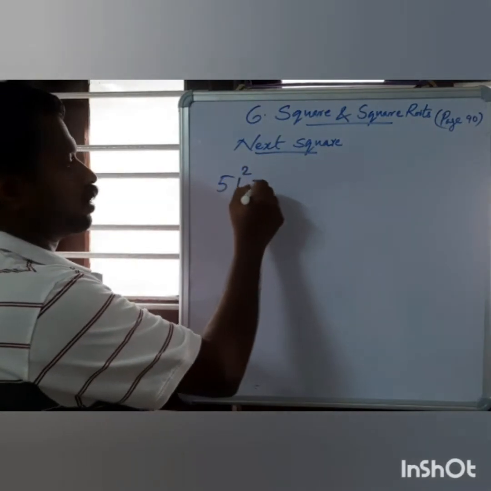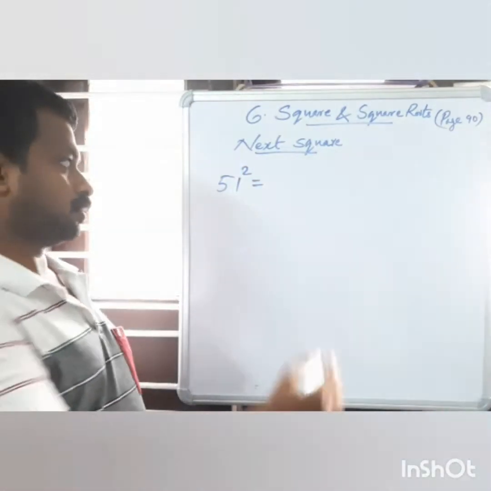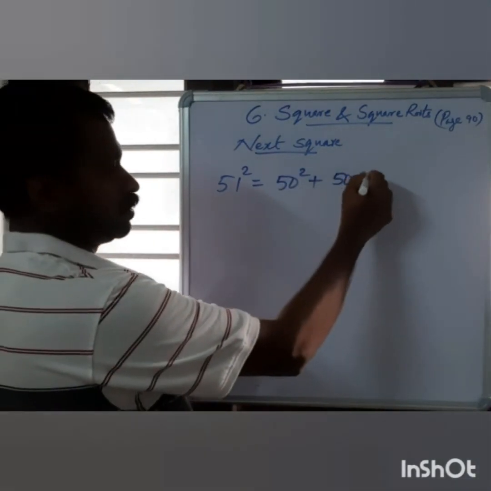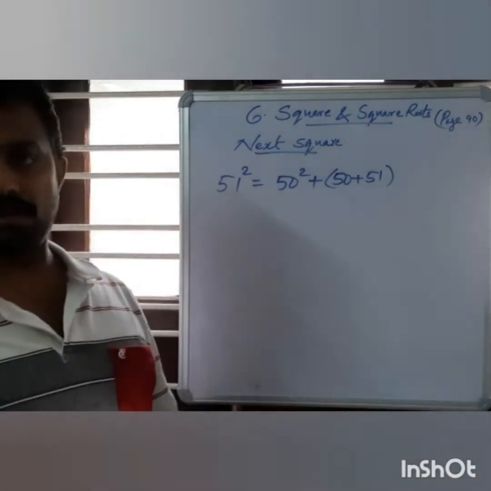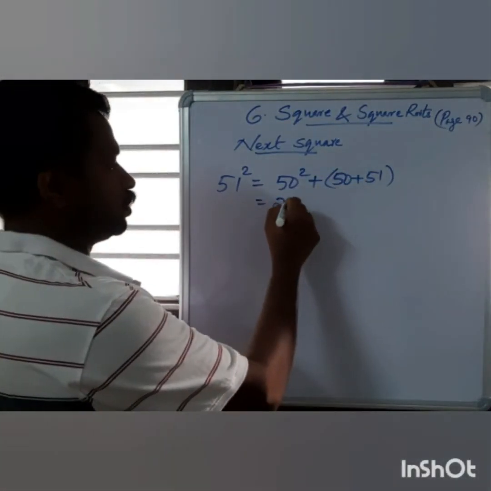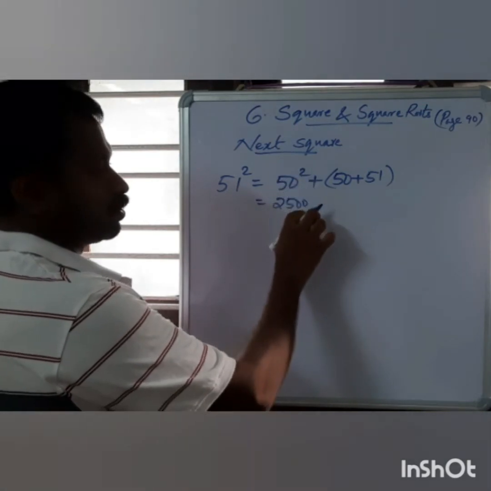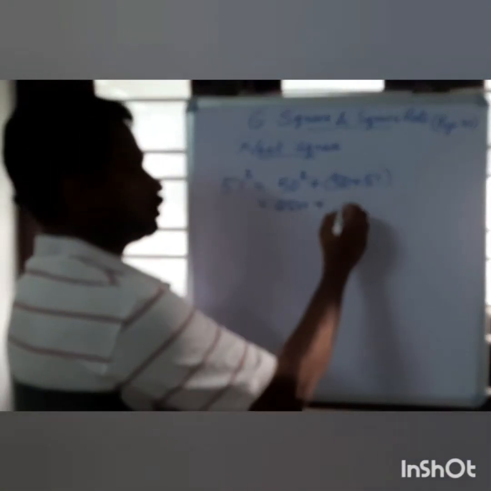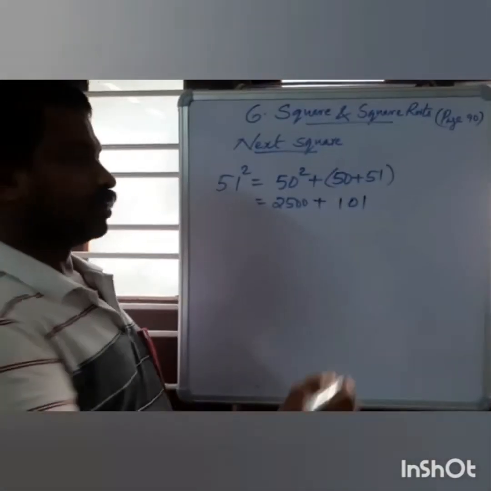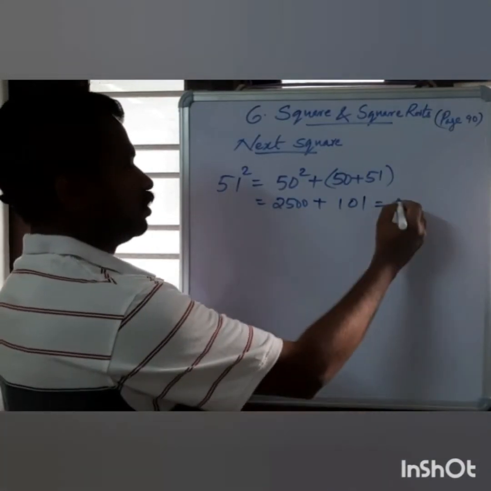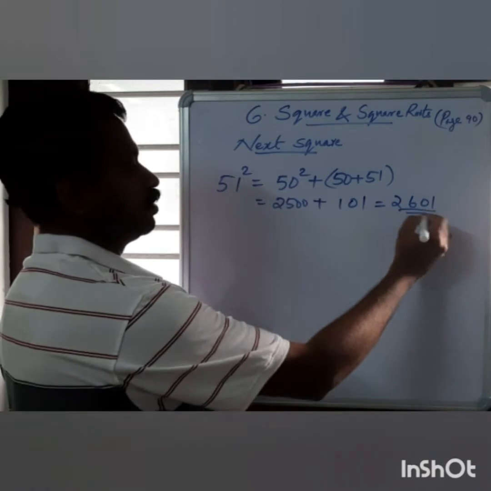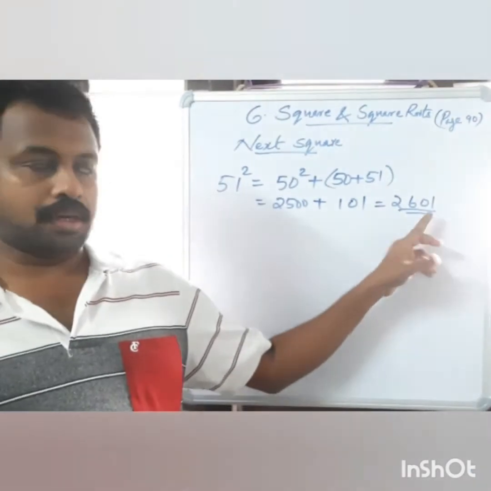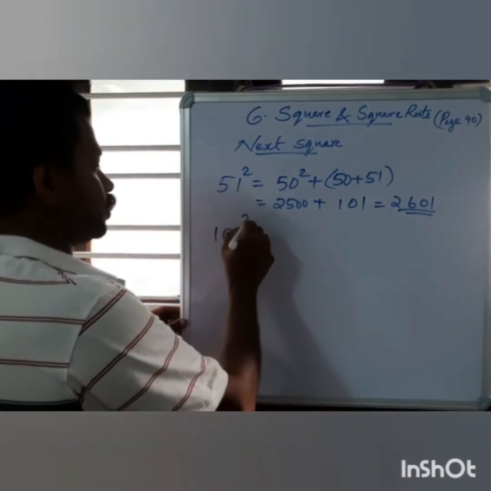51 square, how will you write? 51 square is equal to 50 square plus 50 plus 51. So this we can write as 2500. 5 square is 25. So square of 50 is 2500 plus 50 plus 51 is 101. So the answer you are getting as 2601. Square of 51 is 2601.